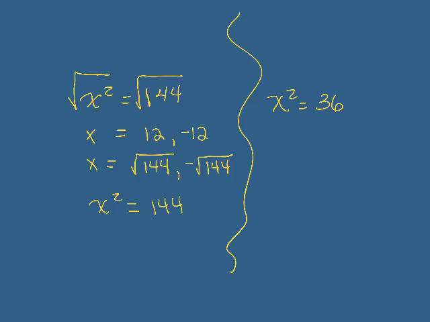Well, hopefully by now you're thinking that x could be 6, x could be negative 6, x could be the square root of 36, and it could be the negative square root of 36. These are all possible solutions.